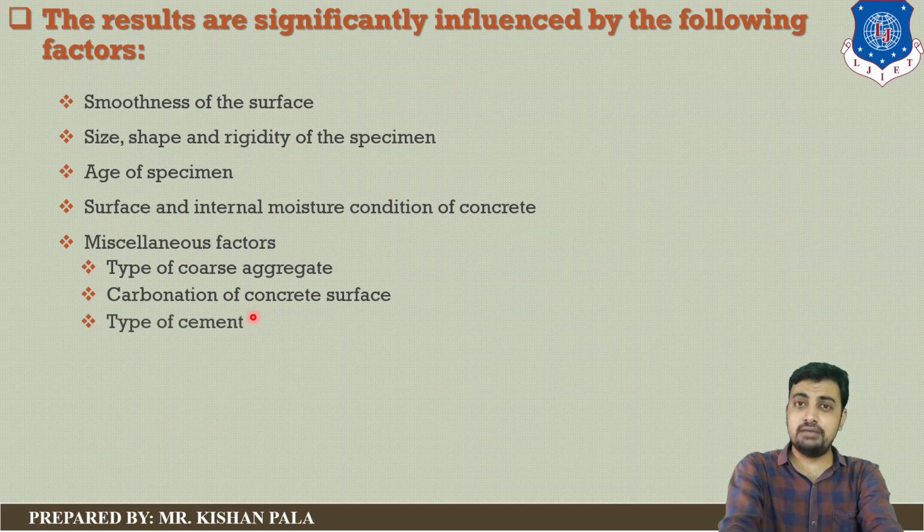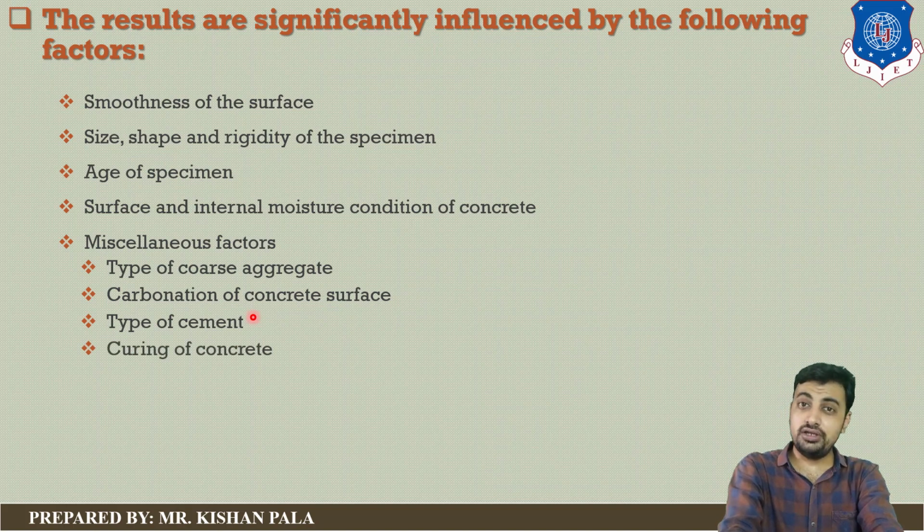Next one is types of cement. Different types of cement have different properties, and this will influence the strength of the concrete mass. If we compare ordinary Portland cement with Portland pozzolana cement at the same content, the OPC will give you a higher rebound value compared to the Portland pozzolana cement.